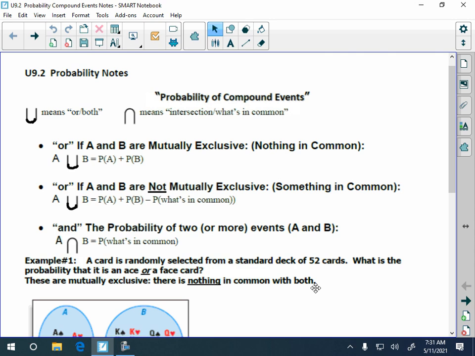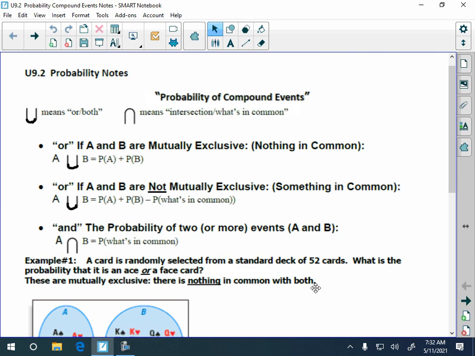All right, so there's three different kinds of compound events that we're going to be looking at. Two of them are or problems, so it has the word or in it, and then one of them is an and problem. So the two that have the word or in it, the first one is if A and B are mutually exclusive, meaning there's nothing in common. So that's A union B. So again, that U means or.